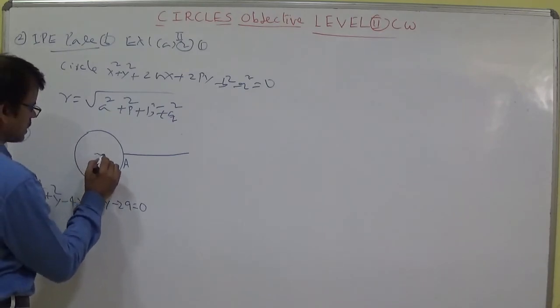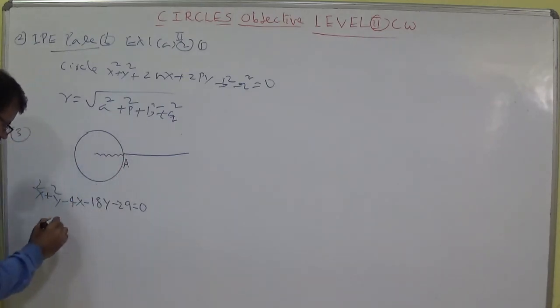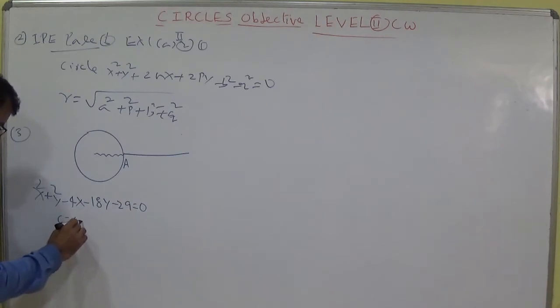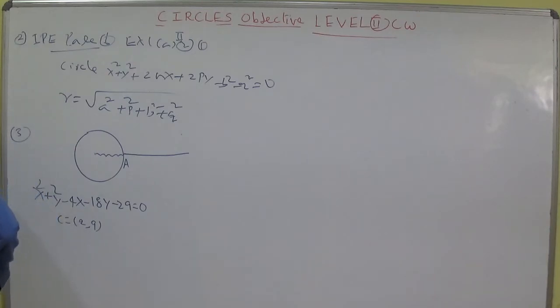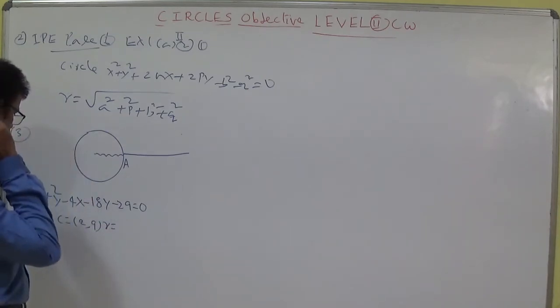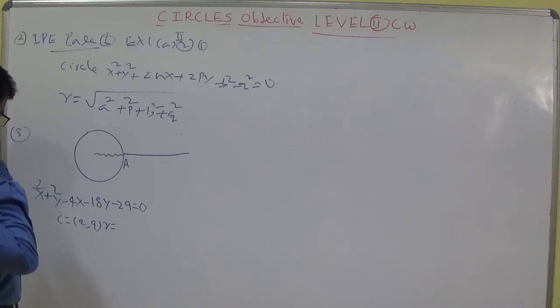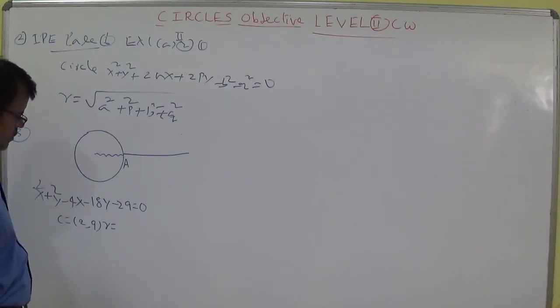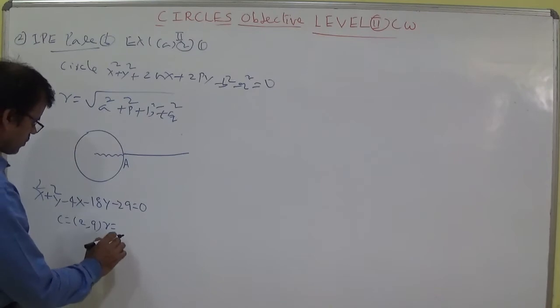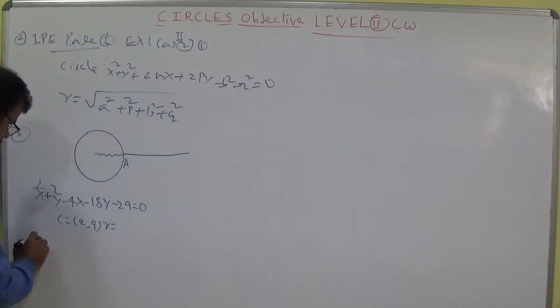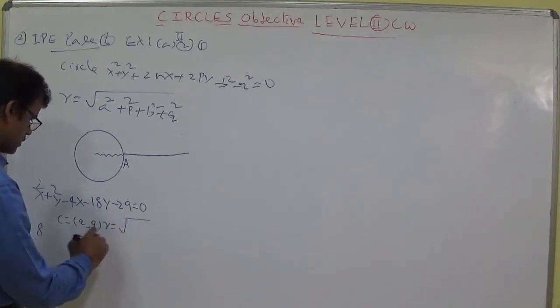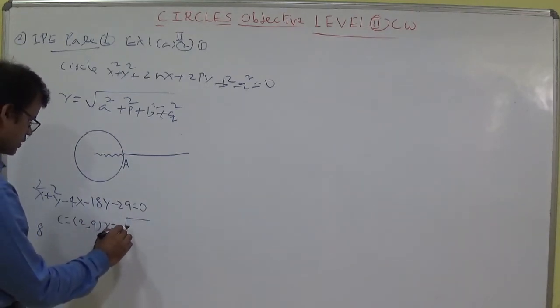Let the center of the given circle be C, which is (2, 9). The radius is root of g square plus f square minus c, that is 4 plus 81, 85, plus 29, which is 114. So the radius is root 114.